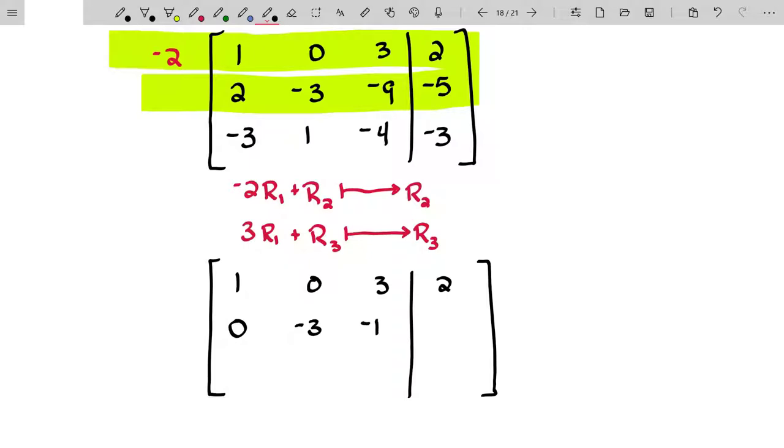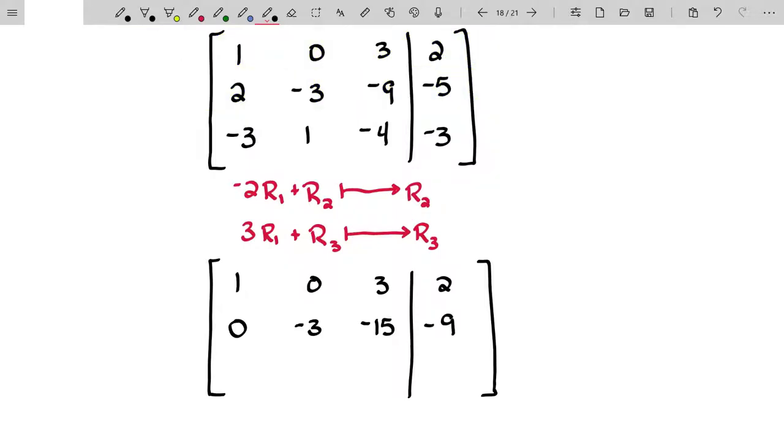Minus 9 is a negative 15. Negative 2 times 2 is negative 4. Minus 5 is a negative 9. So that finishes that out.